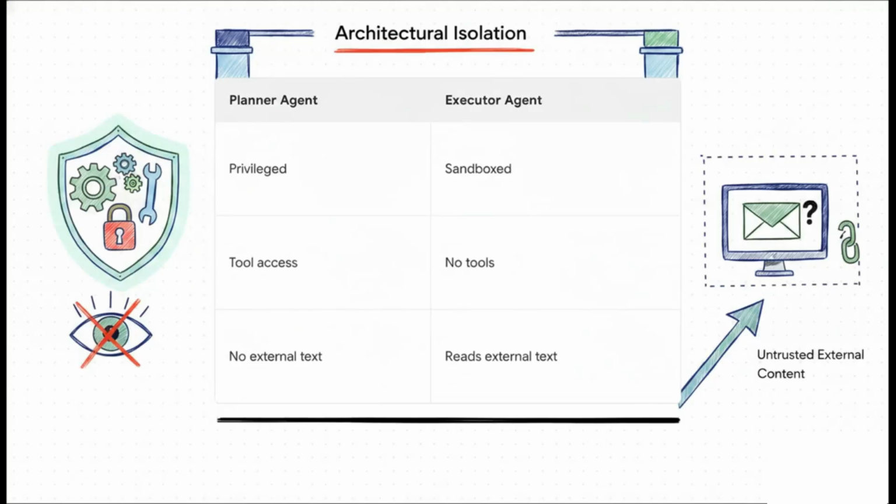So architectural isolation is a huge part of the defense here. Take a look at the pattern behind Google DeepMind's CaMeL design. Instead of relying on one super agent to do everything, you split the job in two. You've got a planner agent and an executor agent. Just look at the separation of powers.